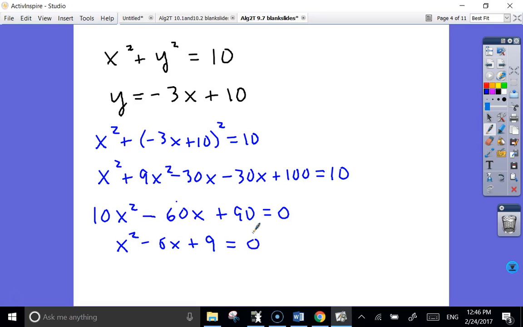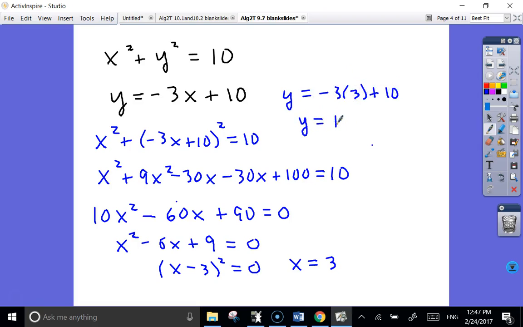Is that factorable? Yeah. It's minus 3, minus 3, so this is x minus 3 squared equals 0. So what does that mean the value of x is? X equals 3. So we only got one x value. How are we going to find the y value? Plug it in, go up here, y equals negative 3 times 3 plus 10. So y equals 1. It looks like we only have one solution this time, and it is the point 3, 1. Which we did in class the other day.